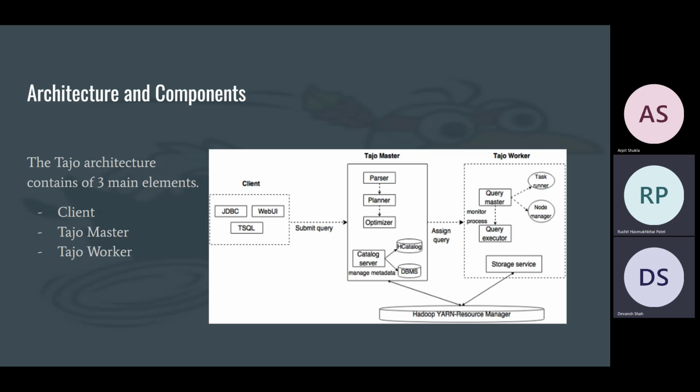So we can say that there can be multiple workers in one architecture, and each worker has a local query engine that executes assigned tasks, and this worker will use a storage service to connect the underlying data storage to Tajo. And Tajo uses Hadoop Distributed File System, or HDFS, as a storage layer.